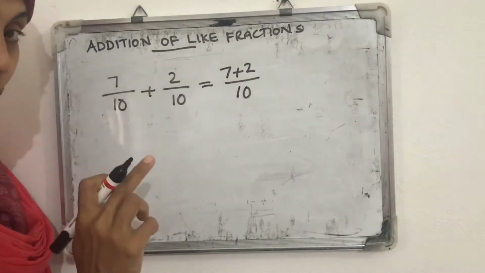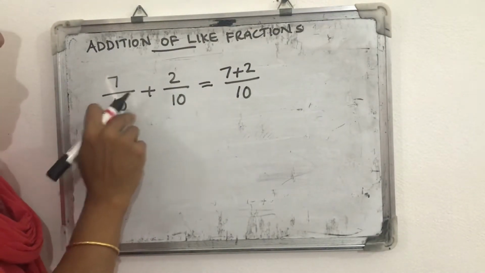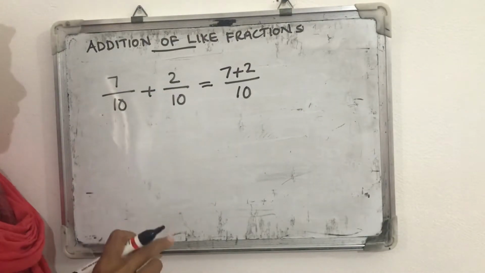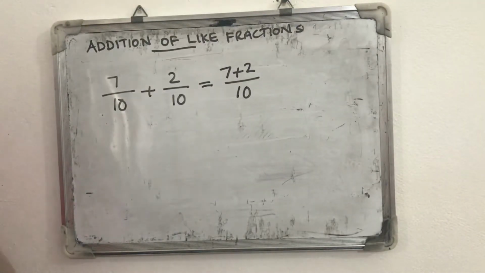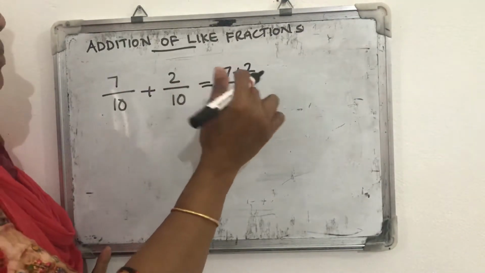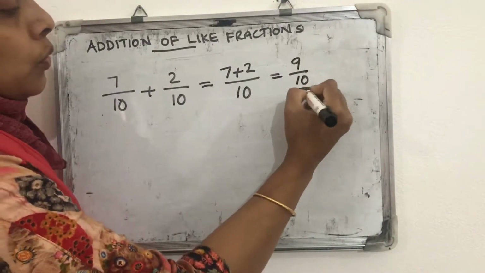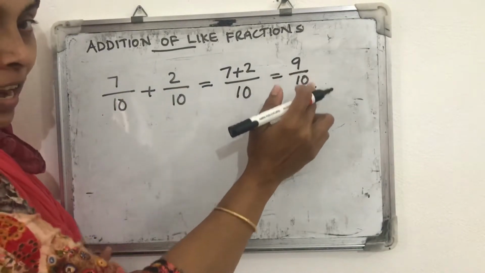Don't add these 2. A common mistake happens: most students add 10 plus 10 and then write 20. So don't make this mistake. It should be 10 itself. The denominator will not be added. So 7 plus 2, that we know, is 9 by 10. So 7 by 10 plus 2 by 10, we got 9 by 10.